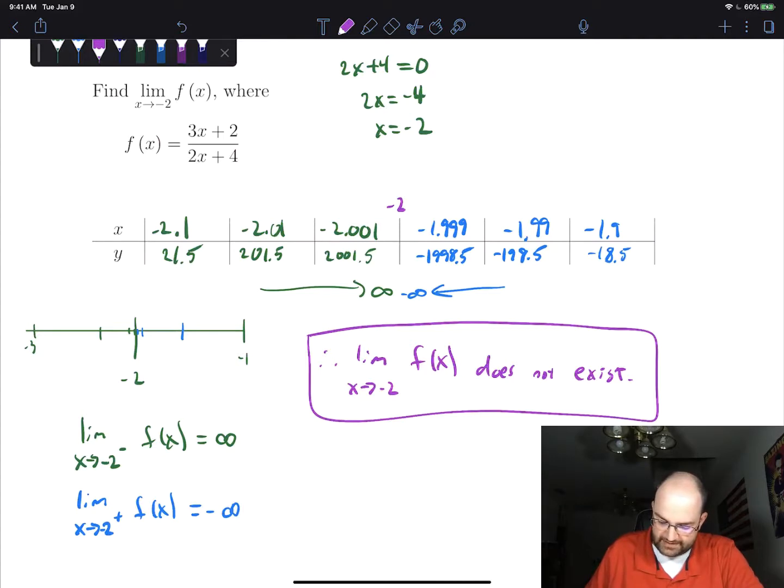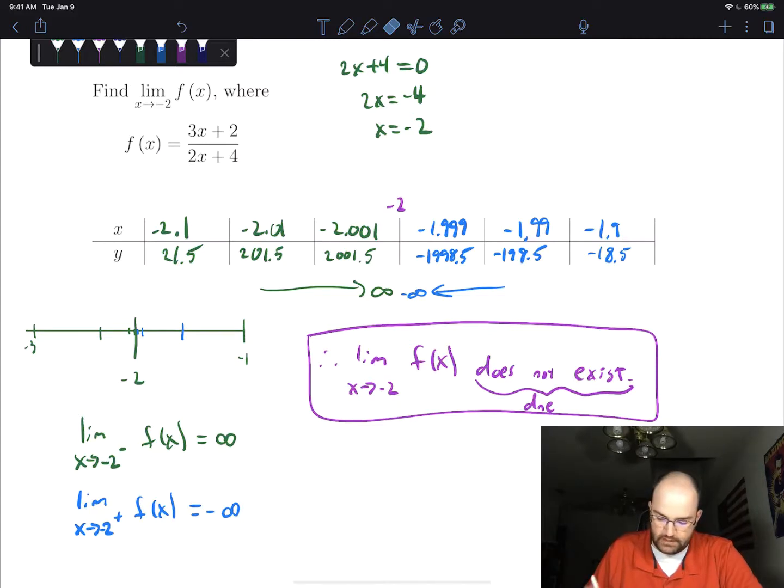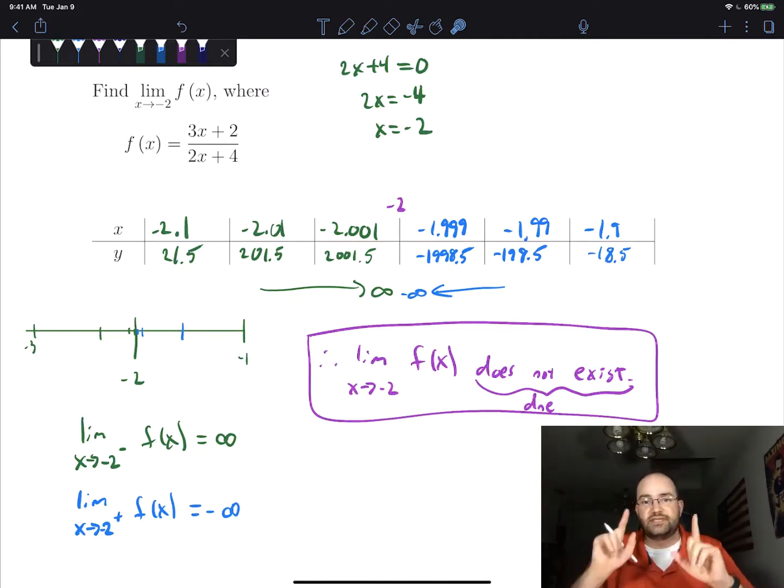You could abbreviate does not exist as DNE. That's the nice acronym for it. So the limit as x approaches negative 2 of f of x is equal to DNE. Even if both of these were infinity or both were negative infinity, technically the limit does not exist, because infinity is not a real number. Infinity is just an idea. It's the largest number you can ever think of plus one more. So if you ever have infinity, technically it does not exist, period.